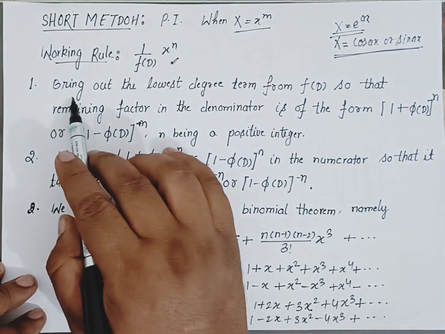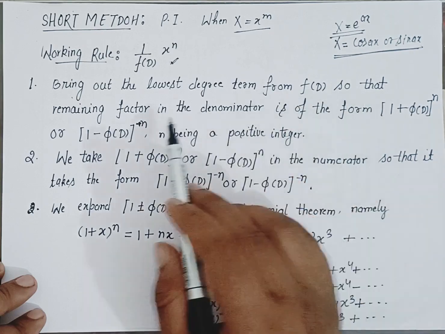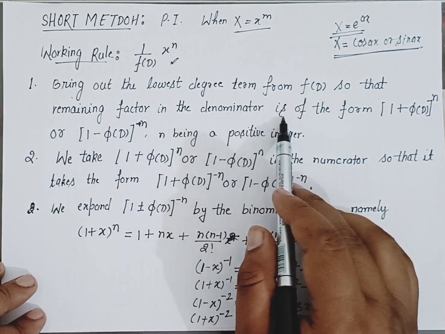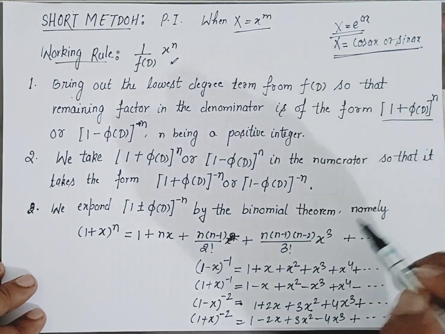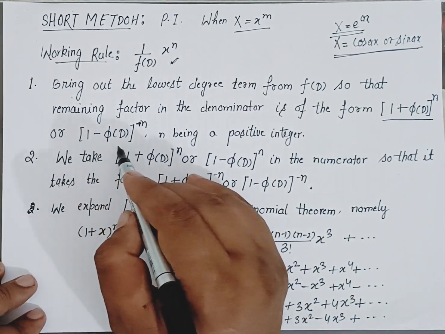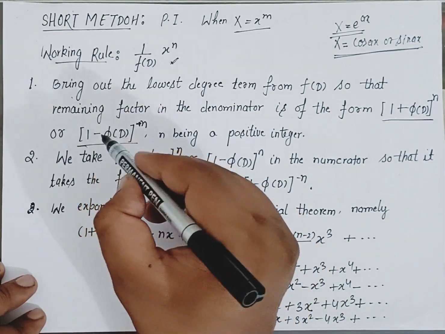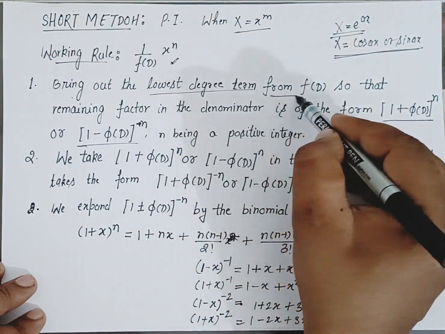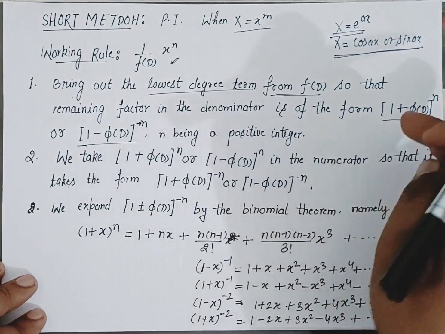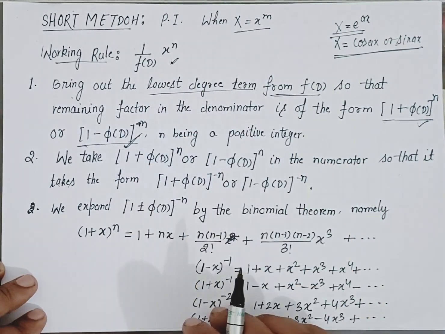Now, bring out the lowest degree term from f of D, so that the remaining factor in the denominator is of the form 1 plus phi of D to the power n, or 1 minus phi of D to the power n. Just try to take the lowest degree term from f of D, then convert it into this form.